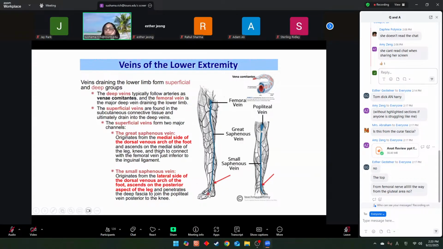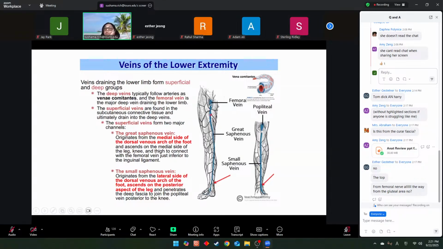I will show you a picture. Coming back to the great saphenous vein, which is the longest vein in the body, it's a superficial vein. It arises from the medial side of the dorsal venous arch, goes anterior to the medial malleolus, accompanied by the saphenous nerve. He goes all the way up into the femoral triangle, and there's an opening there called the saphenous opening. He pierces it and drains into the femoral vein. The femoral vein is a deep vein.